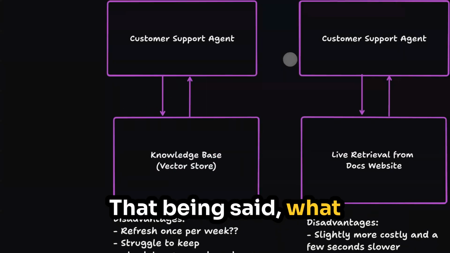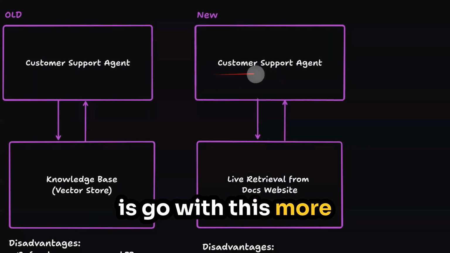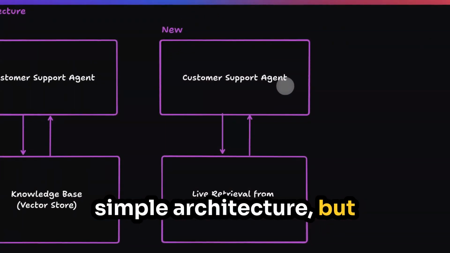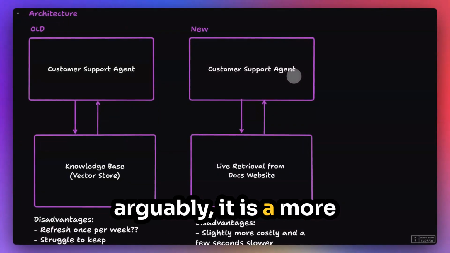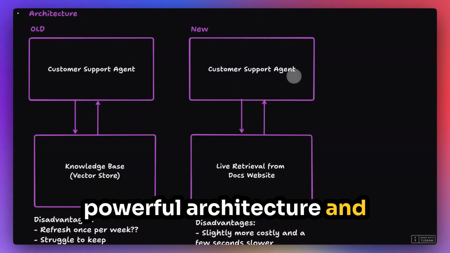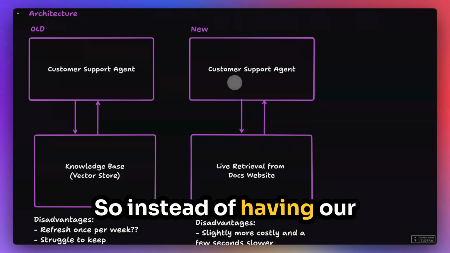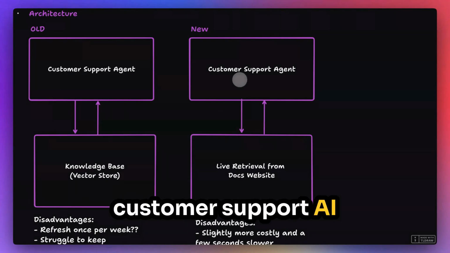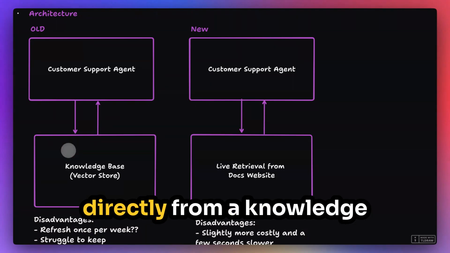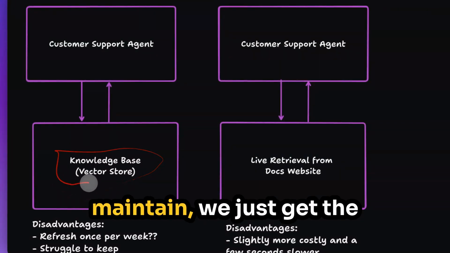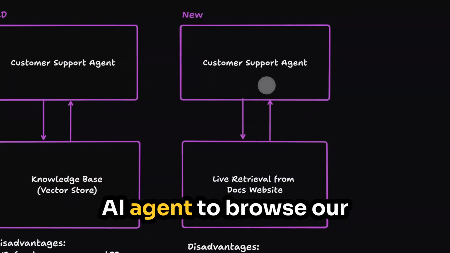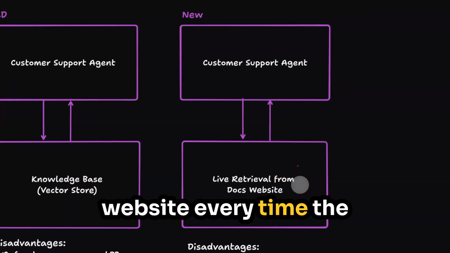That being said, what we're going to do today is go with this more simple architecture, but arguably it is a more powerful architecture and also easier to maintain. So instead of having our customer support AI chatbot or AI agent pull directly from a knowledge base that we have to maintain, we just get the AI agent to browse our website every time the customer has a question.